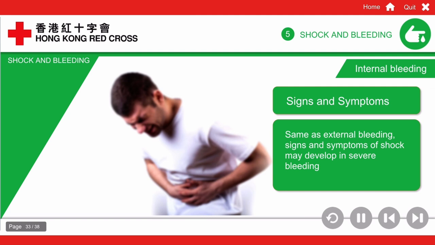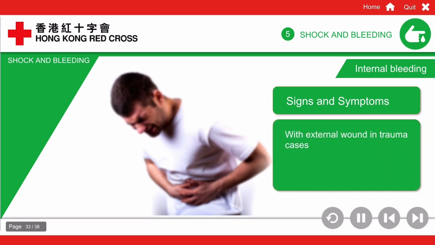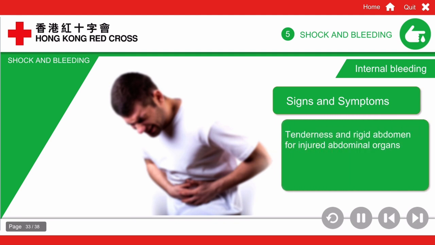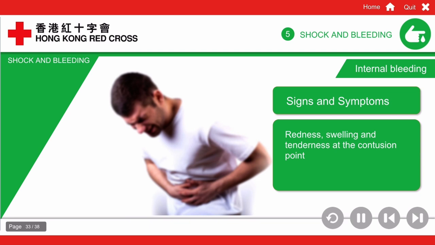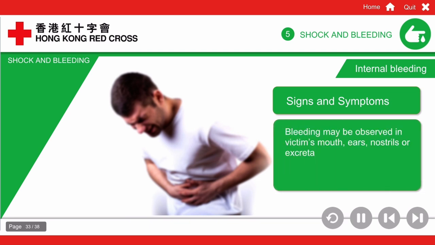Apart from common signs and symptoms of bleeding, signs of shock may occur in severe cases of internal bleeding. If internal bleeding is caused by trauma, external wound may appear, and if the trauma involves abdominal organs, there'd be rigidity, tenderness, and pain. If bleeding is caused by contusion, there'll be redness, swelling, and pain. Another apparent sign and symptom of internal bleeding is that blood may come out with excretions or from body openings such as mouth, ears, or nose, or bleeding from urethra or anus.